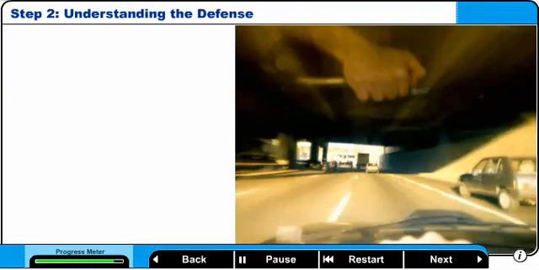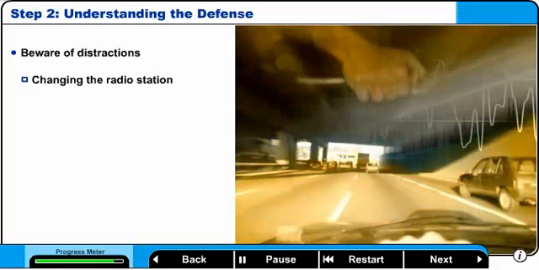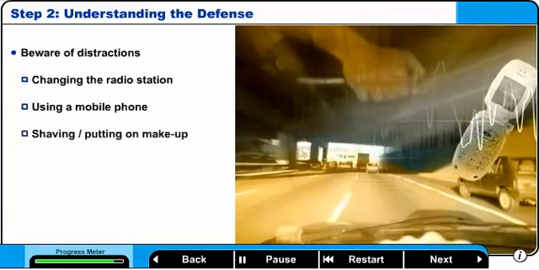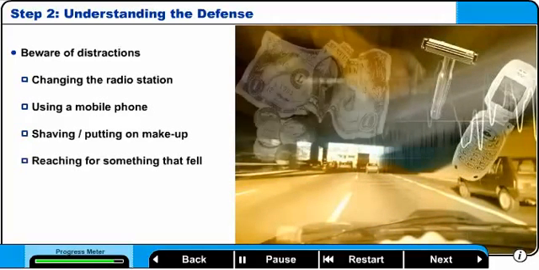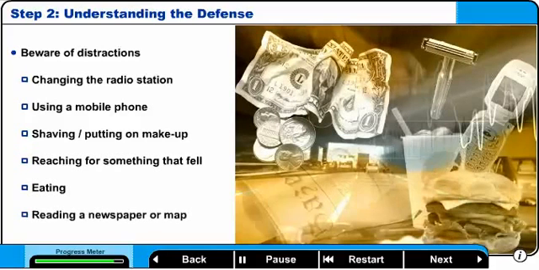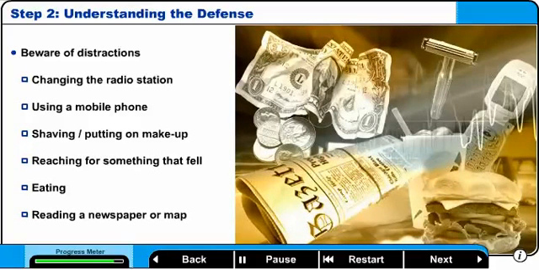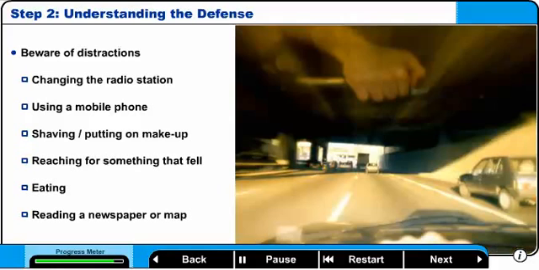To understand the defense, you need to be aware of your surroundings at all times. Watch out for common distractions like those we discussed earlier: changing the radio station, using a mobile phone, shaving, putting on makeup, reaching for something that fell, eating, reading a newspaper or map, etc. Your best defense against each of these distractions is simply to not do them.